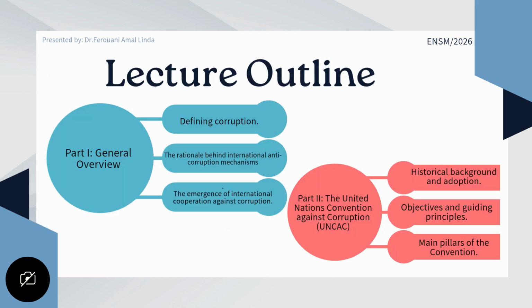The lecture is organized into two main parts. The first part provides a general overview of corruption and the rationale behind the development of international anti-corruption mechanisms. Particular attention will be devoted to the emergence of international cooperation in this field. The second part focuses on the United Nations Convention Against Corruption, examining its historical background, objectives, and principal provisions.